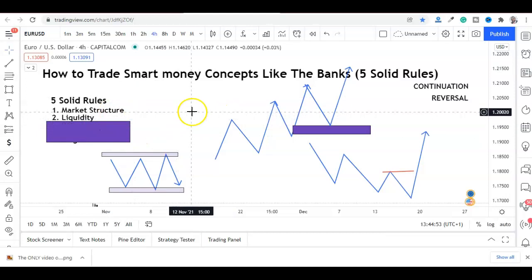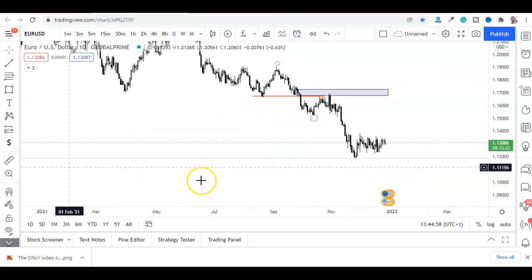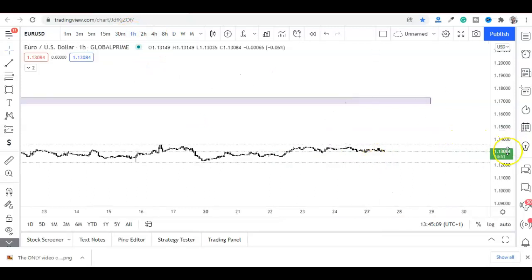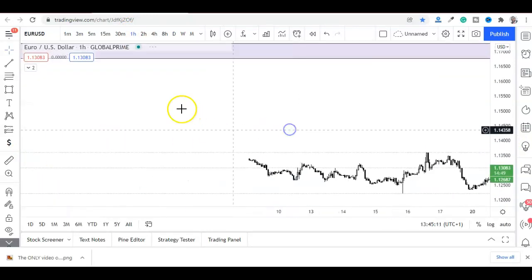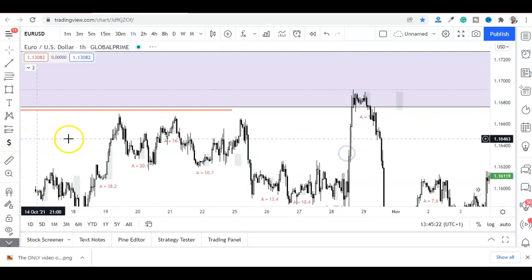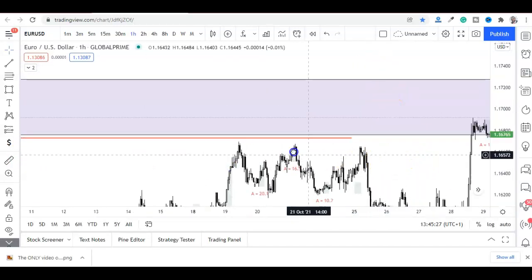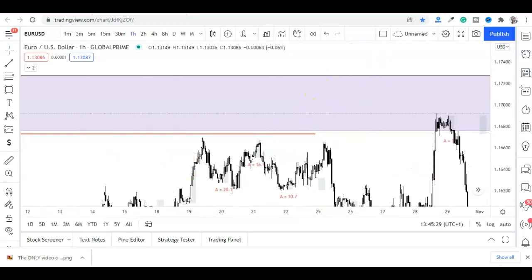So the second rule you need to ask yourself is, is there liquidity in this market? Now, we are not going to enter at this higher time frame, okay? We will move to the lower time frame, let's say the 1 hour, for example. Move to the 1 hour. So you can see that before we get to this POI, this is the POI here, the blue box.